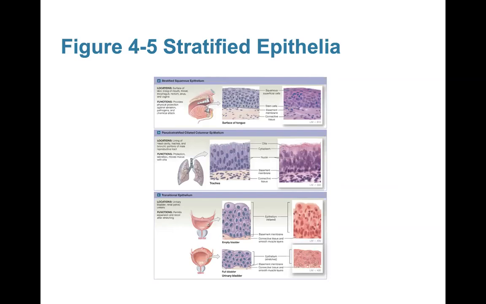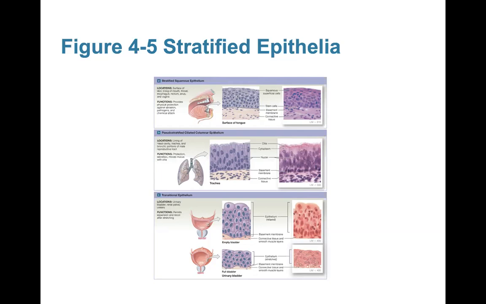Now looking at some of our multi-layered ones, we have stratified squamous epithelium. This provides physical protection against abrasion, pathogens, as well as any chemical attacks. And you'll find this on the surface lining of the skin, lining of the mouth, throat, esophagus, rectum, anus, and vaginal tract.